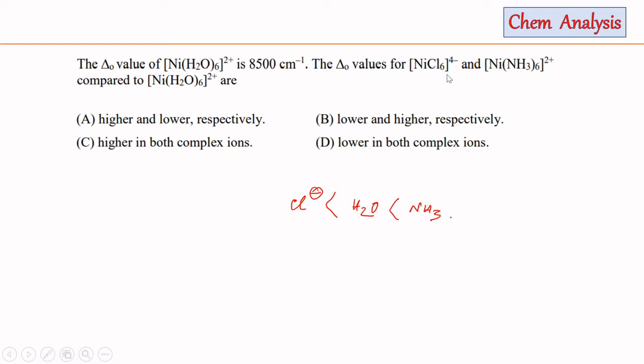Therefore [NiCl6]4- will show lower delta 0 value in comparison to [Ni(H2O)6]2+, and [Ni(NH3)6]2+ will show higher delta 0 value in comparison to [Ni(H2O)6]2+. It purely depends on the field strength of the attached ligand. Therefore we can see that option number B is the correct answer. Is it okay? So next question.